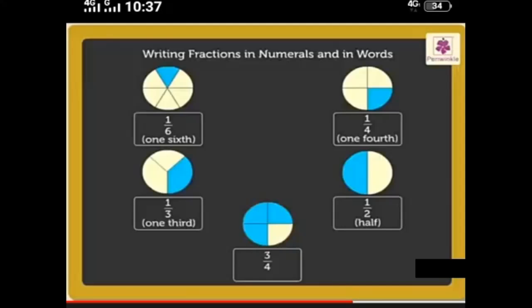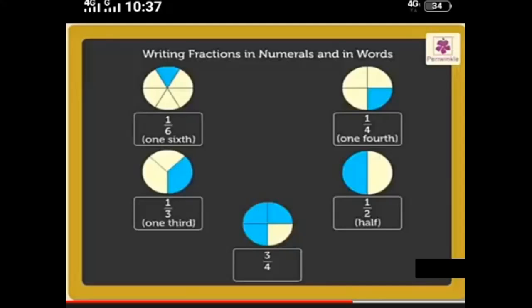Next one, another circle is cut into 4 equal pieces. One piece is colored or shaded. What is the fraction of the shaded portion? 1 by 4. How can we read it in words? 1/4.